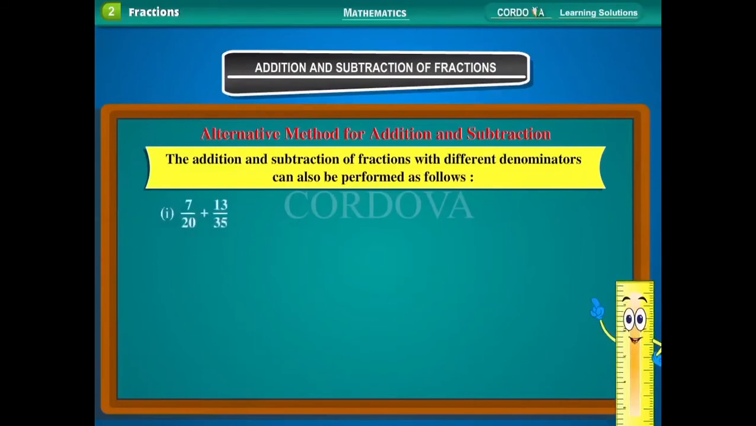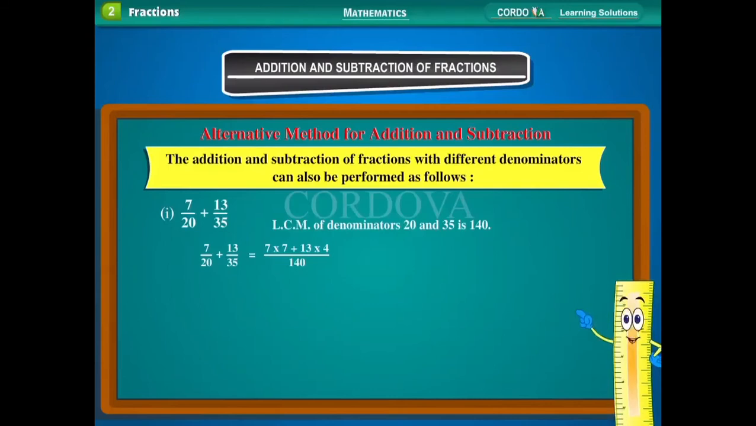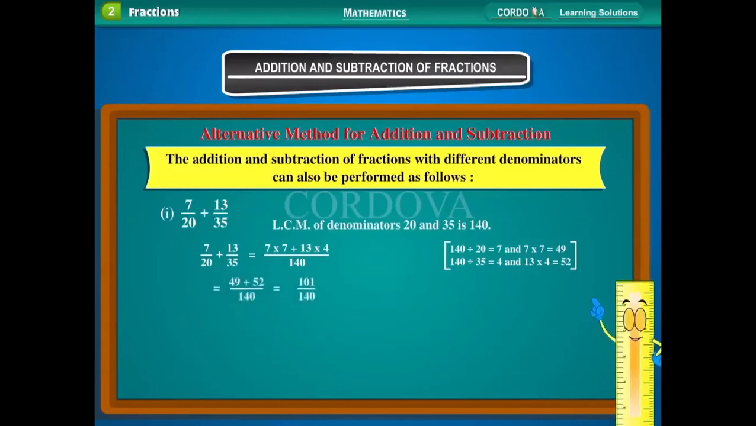7/20 plus 13/35. LCM of denominators 20 and 35 is 140. 7/20 plus 13/35 is equal to (7 into 7 plus 13 into 4)/140. 140 divided by 20 is equal to 7 and 7 into 7 is equal to 49. 140 divided by 35 is equal to 4 and 13 into 4 is equal to 52, which is equal to (49 plus 52)/140, which is equal to 101/140.